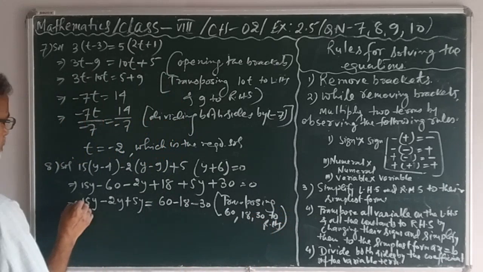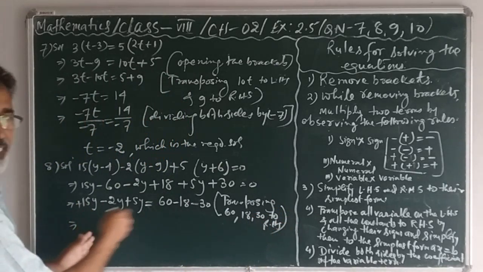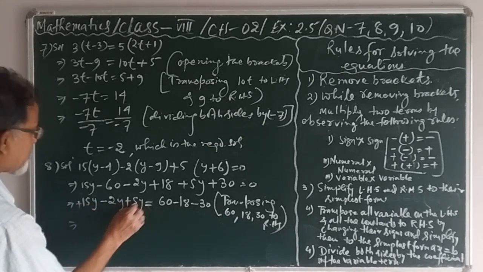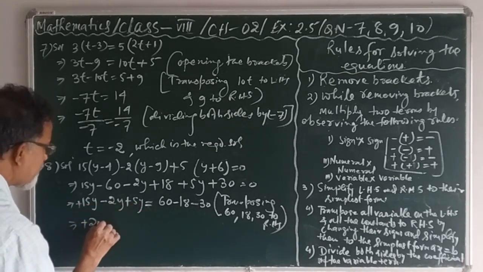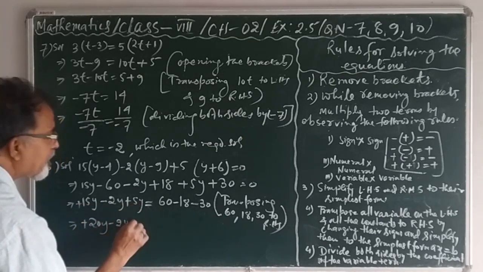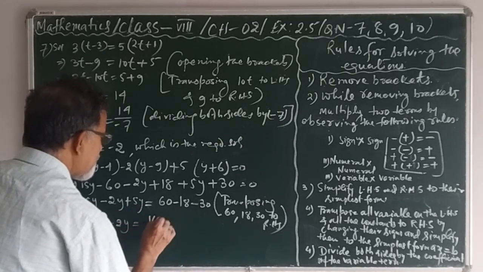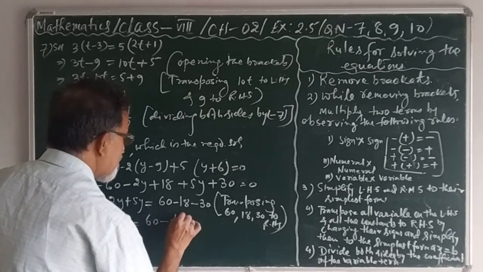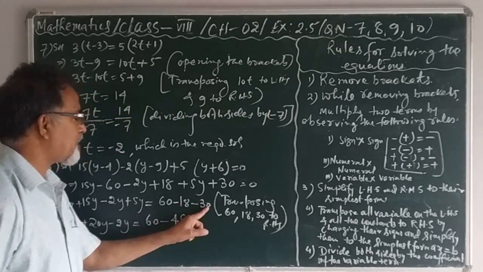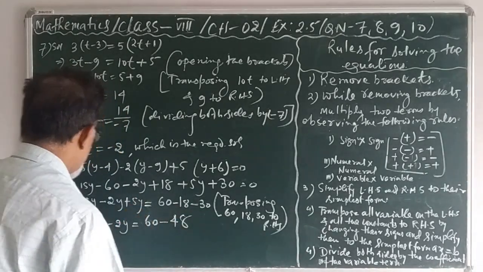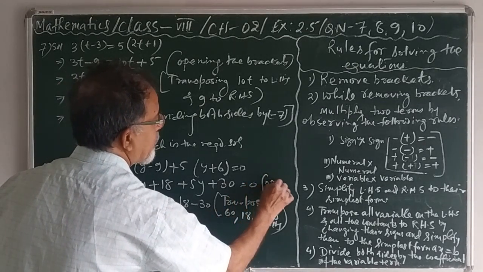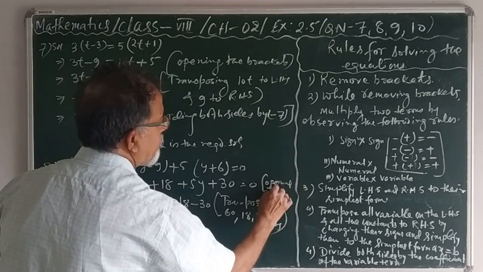Now we will simplify LHS and RHS. 15y plus 5y is equal to plus 20y, minus 2y, and here 60 minus 48, because minus 18 and minus 30 is equal to minus 48. Here we will write after opening the brackets.